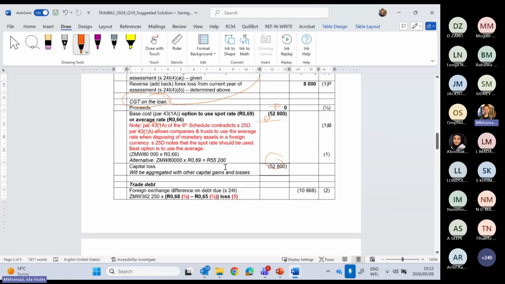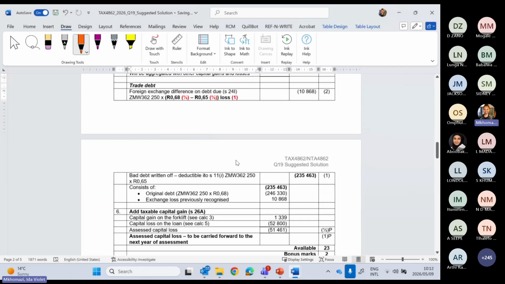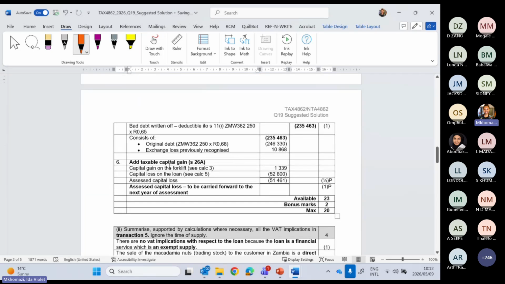Now, since I know that this is the last CGT in the question, I will conclude on CGT. I aggregate all my capital gains and my capital losses. So the only other capital gain was with respect to the truck. So I aggregated, I get a capital loss. And since I have an assessed capital loss, I carry it forward to the next year of assessment. If you ended up with a net capital gain, then you would include it at 80%.